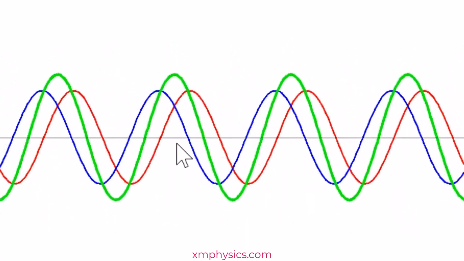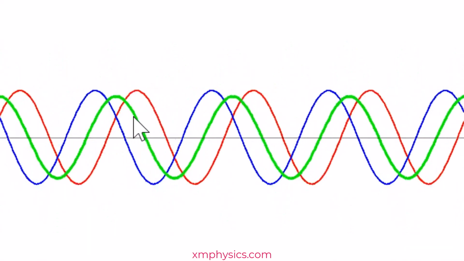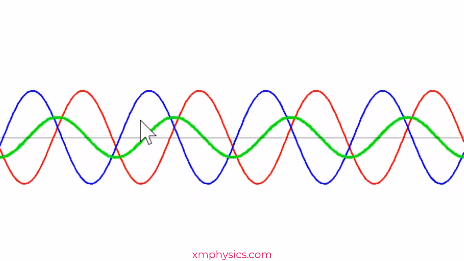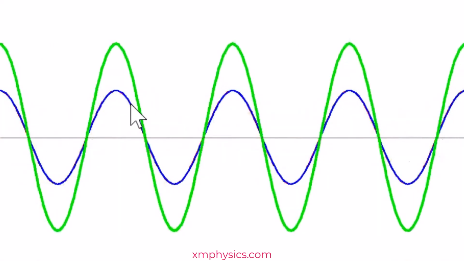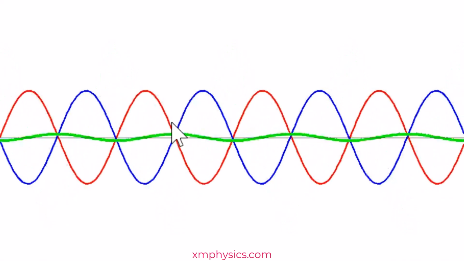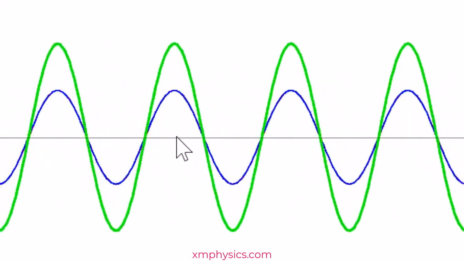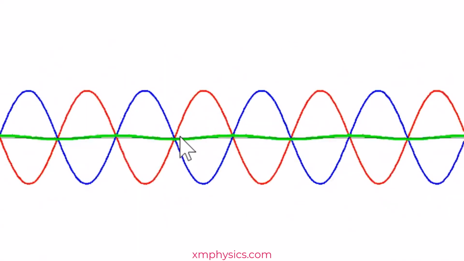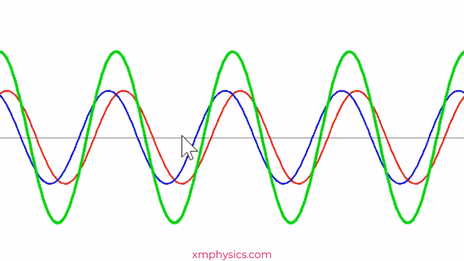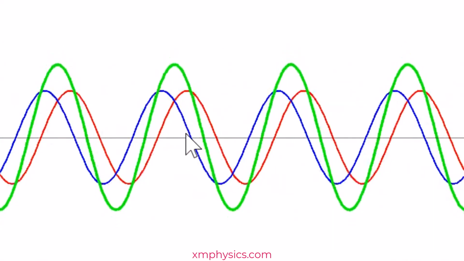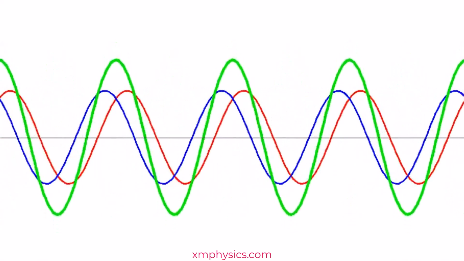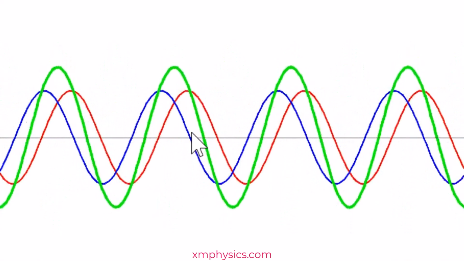The green wave is actually the superposition of the red and the blue. See? The blue and the red combine to give us that big wave. A quarter of a period later, they cancel each other out. And then a quarter period later, you get a big wave. A quarter period later, they cancel each other out. So big wave, nothing. Big wave, cancel each other out.